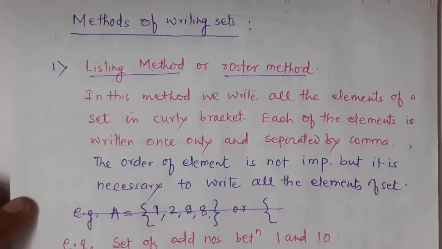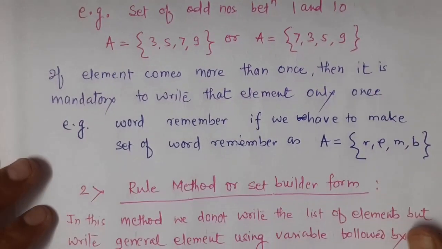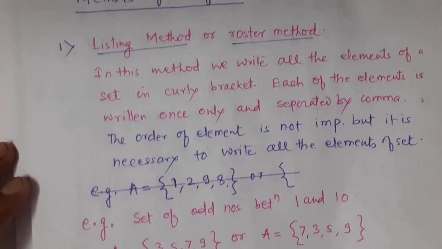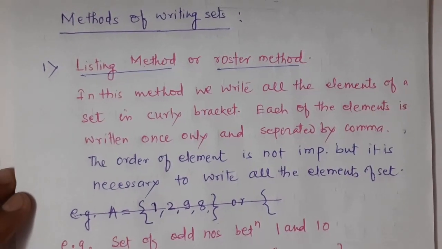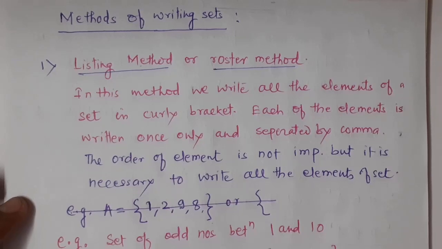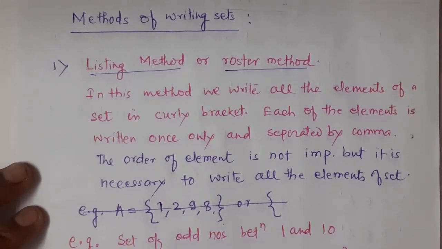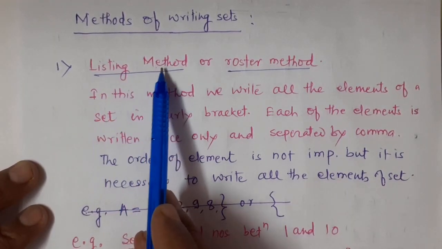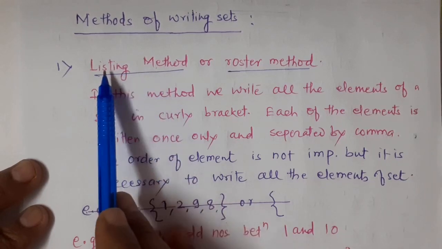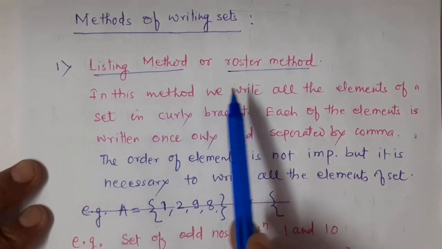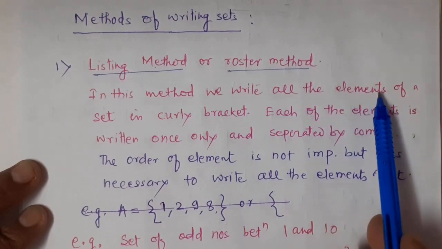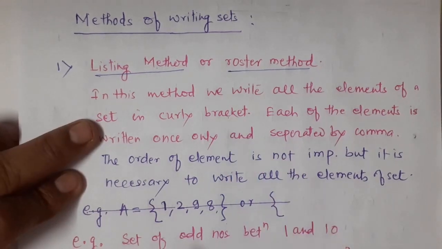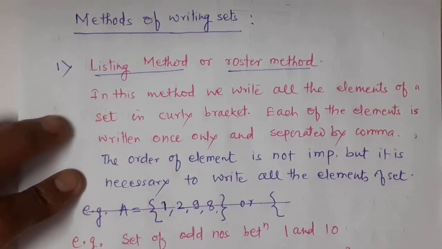And the rule method is also called the set builder method or form. So first of all, we will see what this listing method or roster method is. As the word suggests, listing means the elements are represented in the form of a list. In this method, we write all the elements or members of a set in curly brackets.